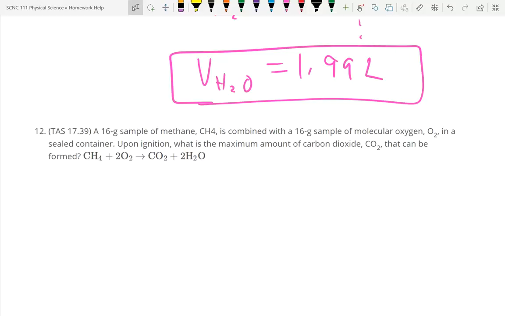So problem number 12, a 16-gram sample of methane, CH4, and I forgot to subscript the 4 there, another mistake, is combined with a 16-gram sample of molecular oxygen in a sealed container. Upon ignition, what is the maximum amount of carbon dioxide that can be formed? And we have the reaction. This is a type of problem like I worked through in class, and then people asked, could that be on the test? And I said, yes. You remember that? So this is an example like what I did in class.